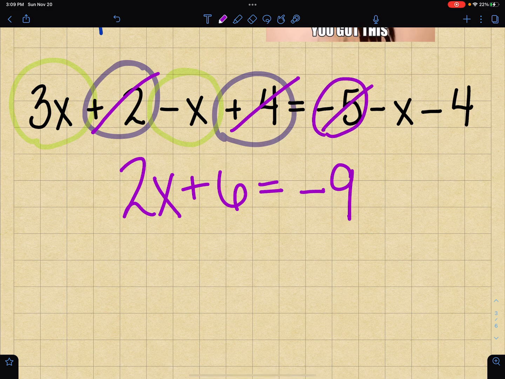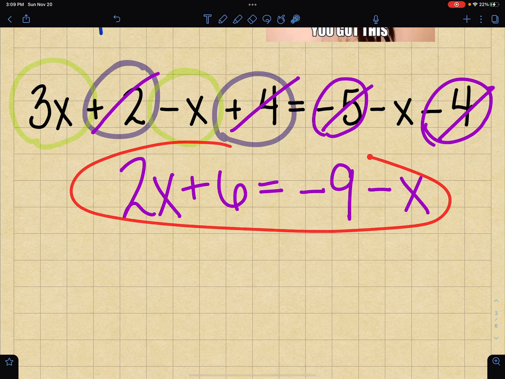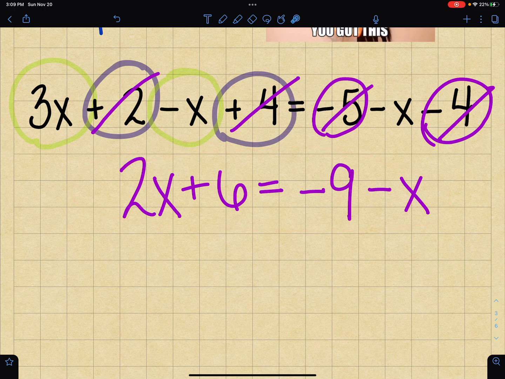Okay, so I took care of those. And I'm just left with this minus x over here. So I'm just going to bring that down. Now that whole big old complicated equation boiled down to this. That's not so bad, right? That's not bad at all. All right, so do I want the x on the left or the right? It doesn't even matter. Let's get the variable on one side. So I'm going to add an x here, and I'm going to add an x here.